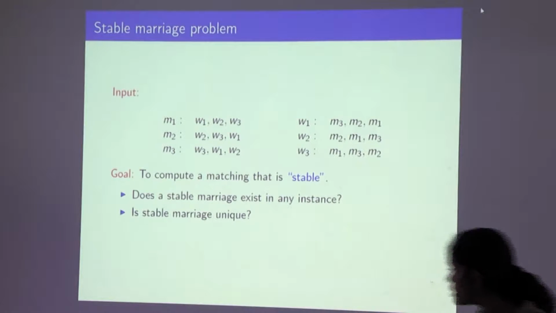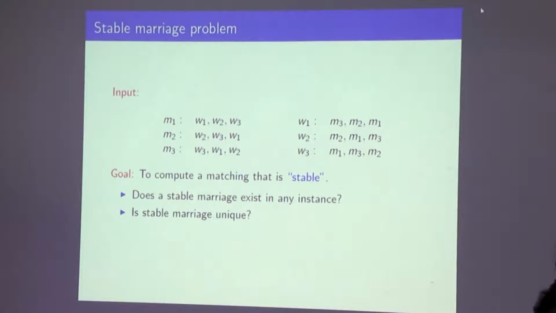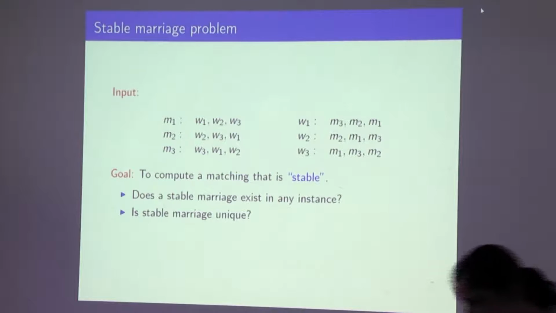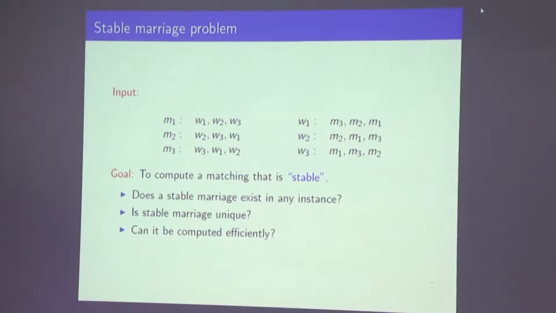And then, okay, then one can ask, is this stable matching unique? Can there exist multiple stable matchings? And then, can it be computed efficiently? Of course, as computer scientists, we are interested in finding algorithms which will give us stable matchings, provided they are guaranteed to exist, or at least tell that this instance does not admit any stable matching. That is also one way to come out of this.